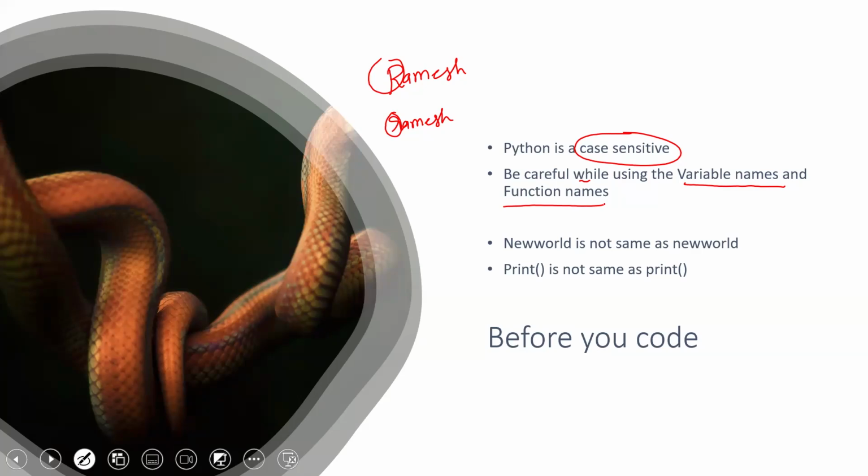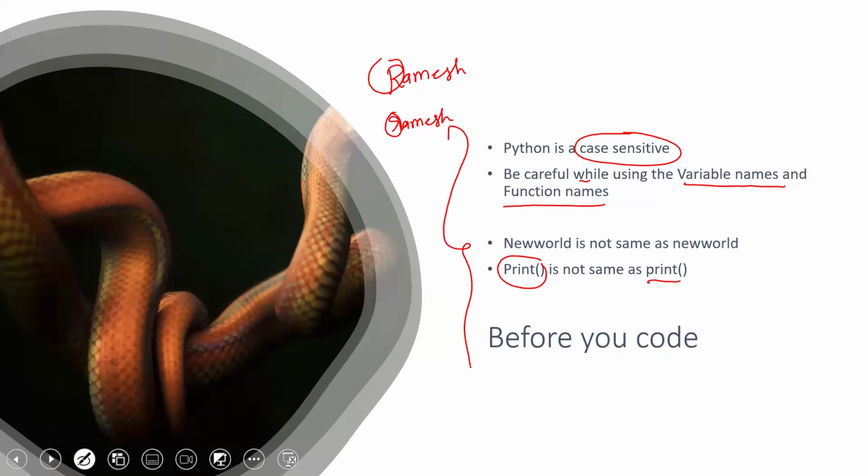I'll explain that. A function means if you want to calculate something and use it multiple times, that is reusability. Let's say adding two numbers; I can add any two numbers. That is called a function. New world is not the same as new world; print with a capital letter is not the same as small print. Before you code, these are the points you need to know: Python is case sensitive, and be careful while using variable names and function names.